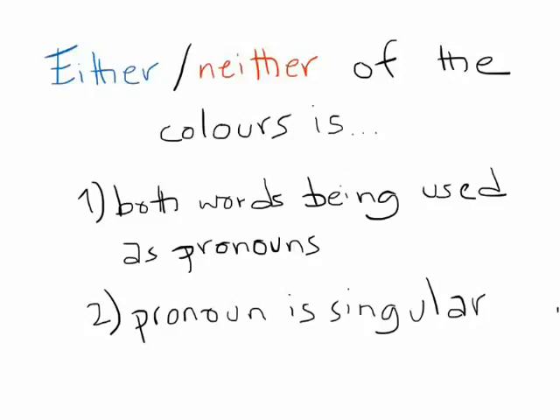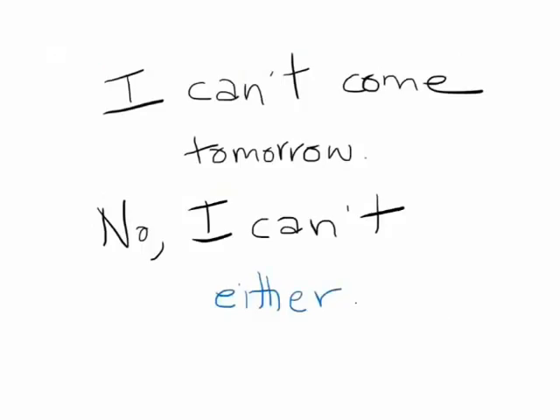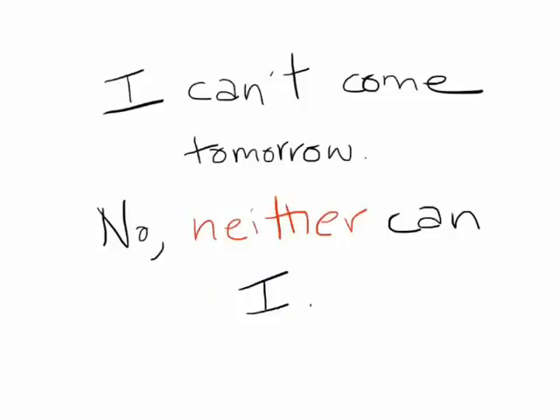But these words can also be used in other ways. Look at these sentences. Here, either is describing the verb can't. It is an adverb, and we use it to agree at the end of a negative statement. The same goes for neither, although we change the order.